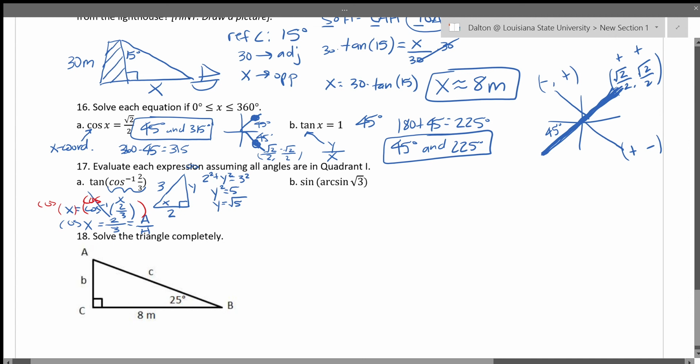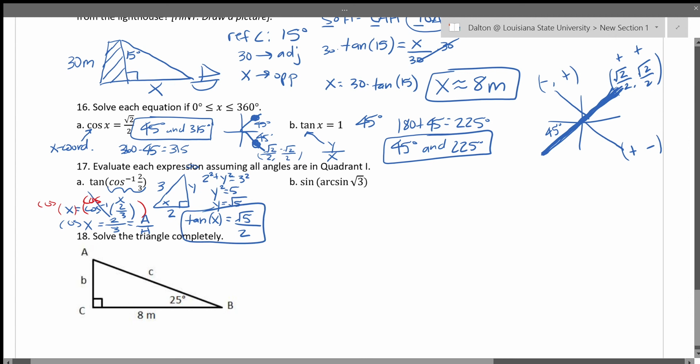So then if I ask you for the tangent of x, remember I substituted and I made all of this equal to x, then the tangent of x, now that I've simplified everything out, is opposite over adjacent. Well, opposite is that y value, which we just solved for, the square root of 5. And adjacent to that is 2. So the square root of 5 over 2.